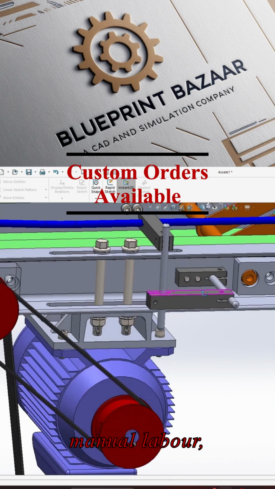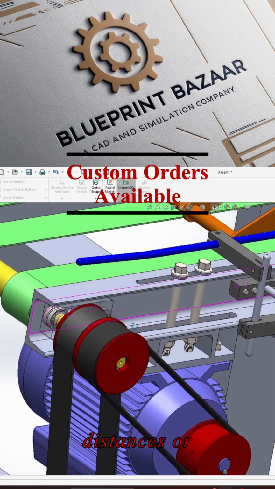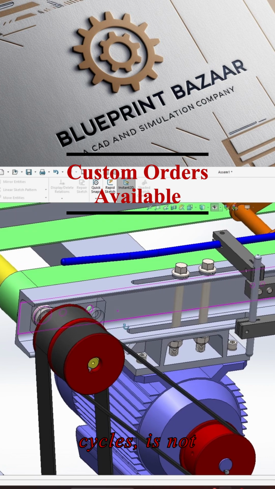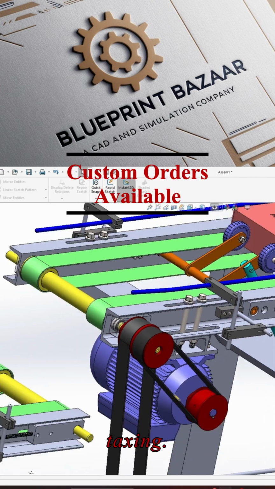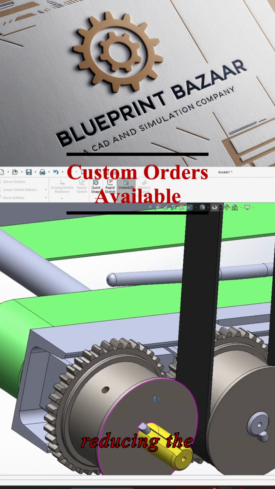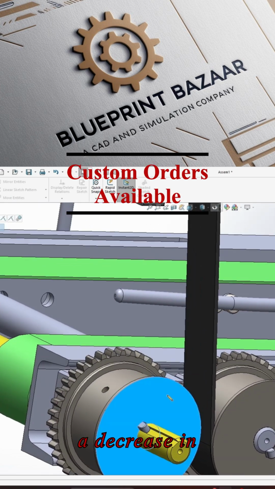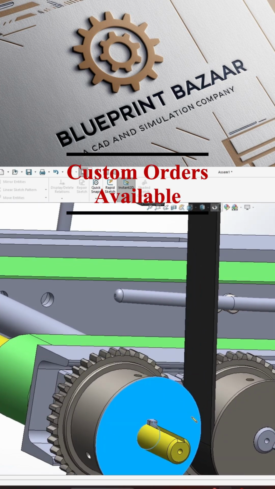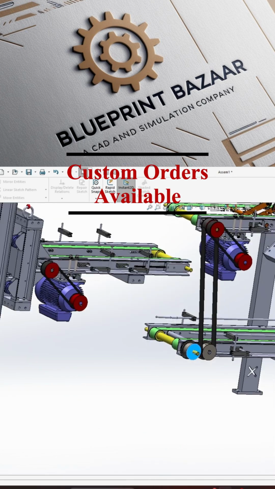Reduction in manual labor. Manual handling of materials, especially over large distances or in repetitive cycles, is not only time-consuming but also physically taxing. Conveyor belts automate these processes, reducing the need for manual lifting and carrying. This leads to a decrease in worker fatigue, injuries, and overall operational costs.